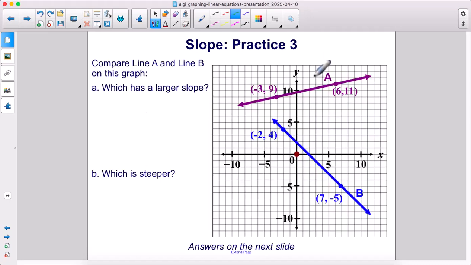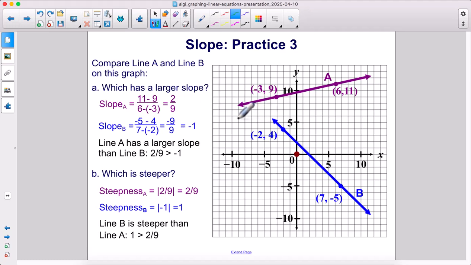Compare line A and line B on this graph. Which has a larger slope? Which is steeper? Line A has the larger slope because it's positive, but to be more specific, it's 2/9, whereas the slope of the blue line, the B line, is negative 1. Since 2/9 is a bigger number than negative 1, A has a larger slope. However, line B is steeper than line A because when you take the absolute values of their slopes, you see that 1 is bigger than 2/9.